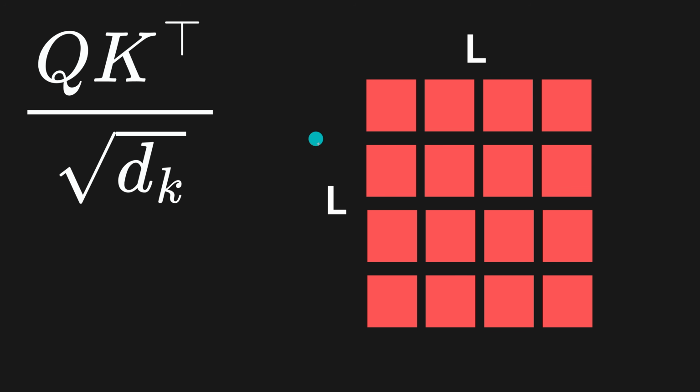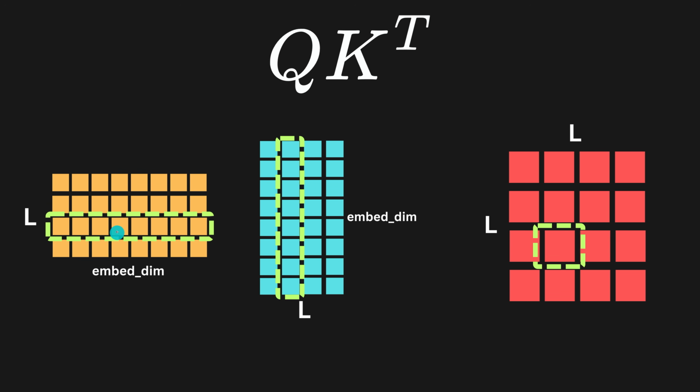We then divide by this square root of the embedding dimension. The reason is when we do this, we're essentially multiplying an embed dim vector with an embed dim vector, right? We're doing the dot product between the two. When we do this, the variance of our outputs will be scaled up by embed dim.